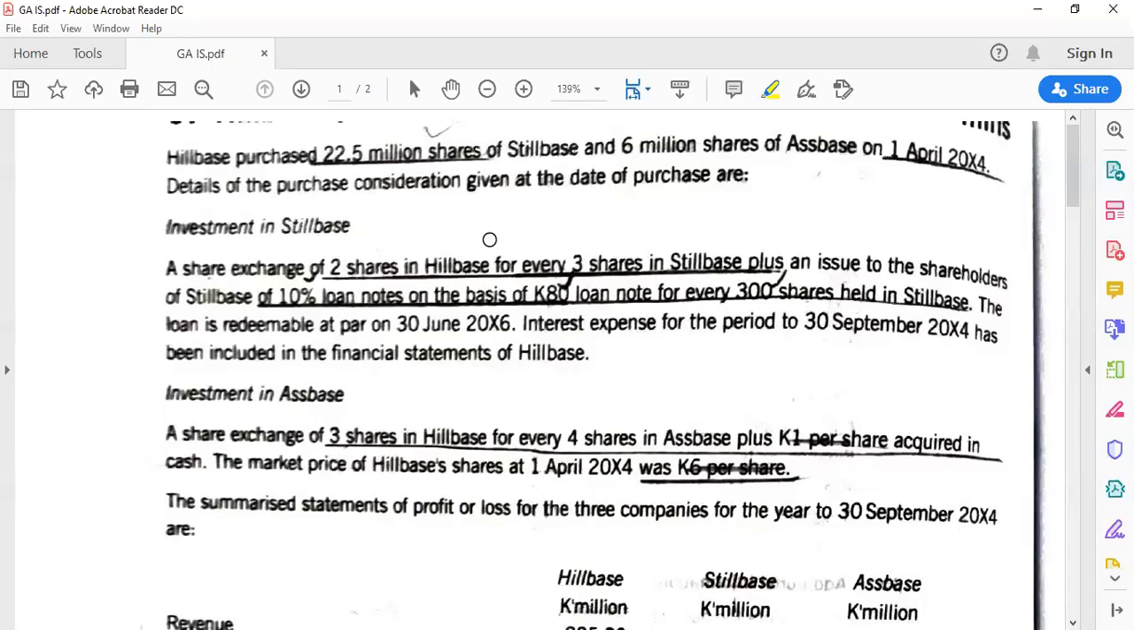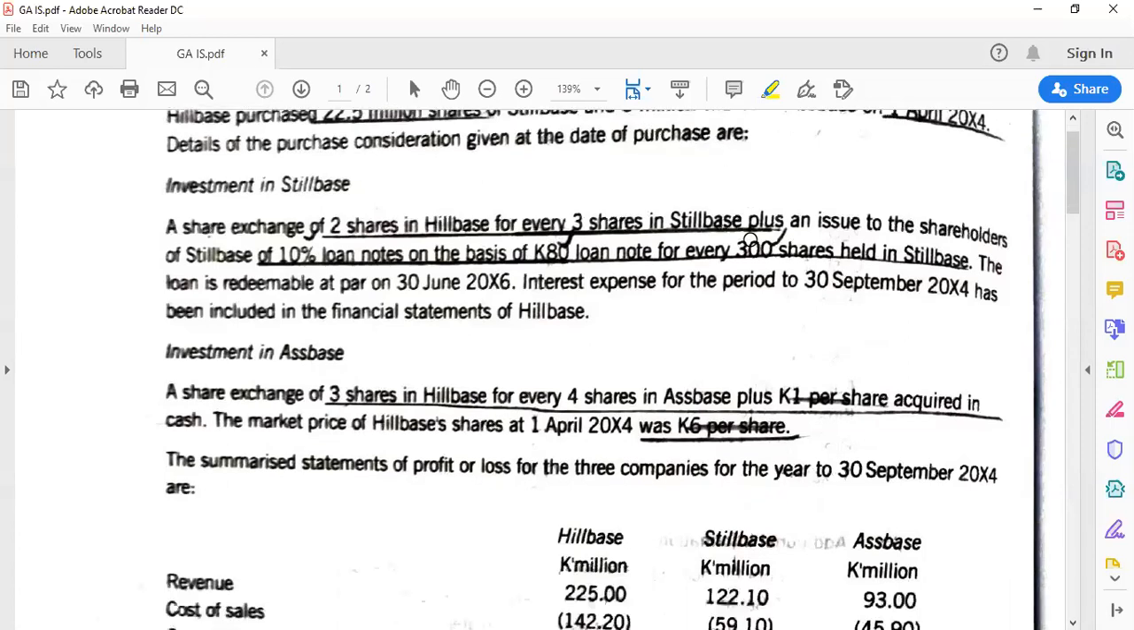Okay, so this question is a past exam paper. It's a question that was examined in 2015. It's a good question. As we mentioned, the first thing you need to know on every group accounts question is that you must understand what you're being asked to calculate.